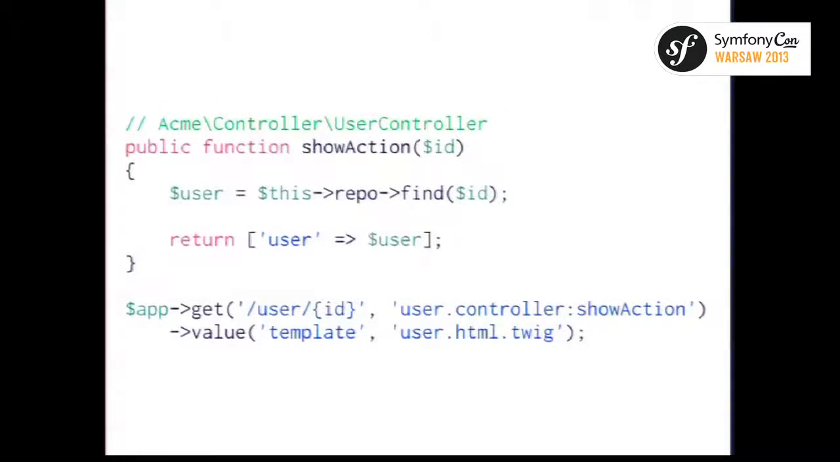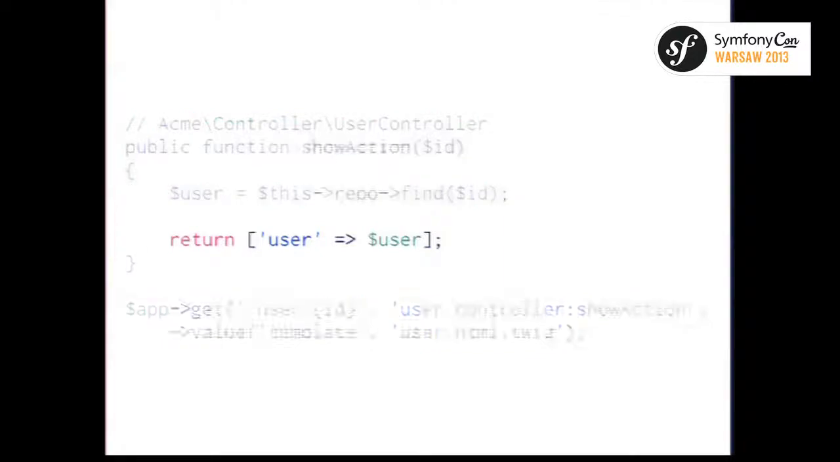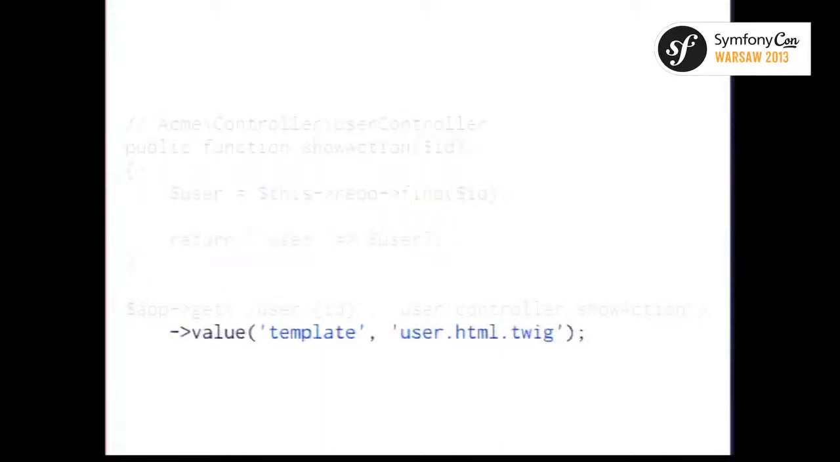So as an example, in this controller, I'm no longer returning a response or a string. I'm actually just returning an array, an associative array. And you could call it a view or a view context. This is usually the kind of thing you'd pass to Twig to be rendered. And then when I define the route, I'm going to define a little bit of metadata on the route. I'm going to say the template I want you to use is user.html.twig.